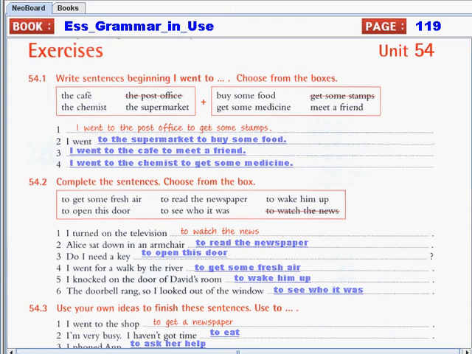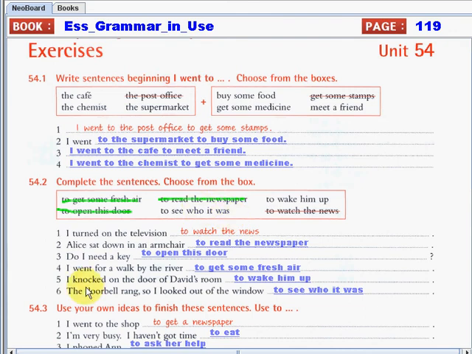Okay, so I will give you a technique so that you can answer this kind of exercise easily. You'll just cross out the words that you already used, like to watch the news, okay? To read the newspaper, so cross it out. Next is to open this door, cross it out. Next is to get some fresh air, and then this one, cross it out. So that you can see that you only have 2 words to choose from, okay?